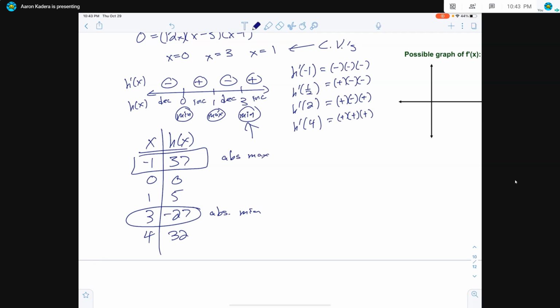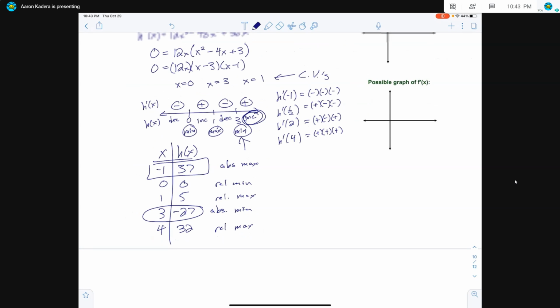That value was not on our sign chart, our little sign number line there, and that's because -1 was not a critical value, it was just an endpoint. Otherwise, we've identified this as a relative min then, because it's not the absolute. Then this would be a relative max, and this would be another relative max, because it is increasing up until a value of 4. We can see that right there on our little sign chart.